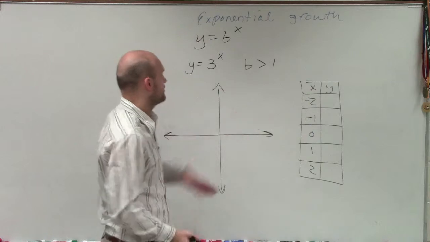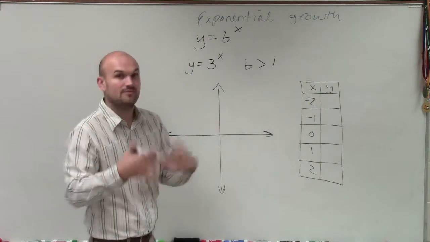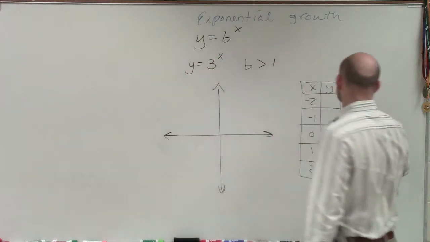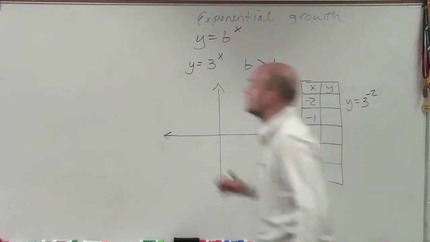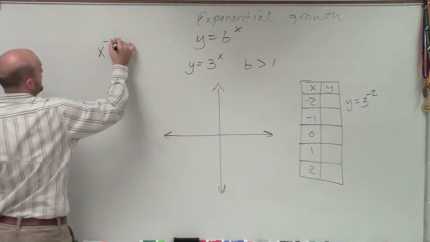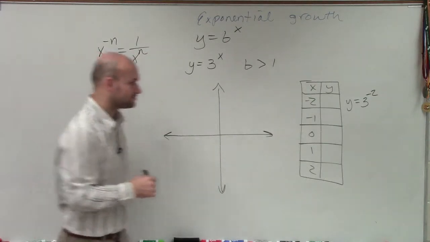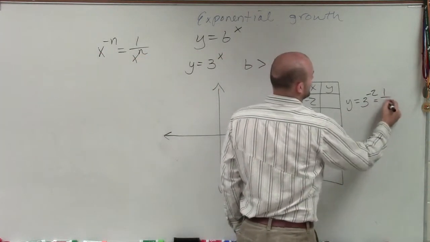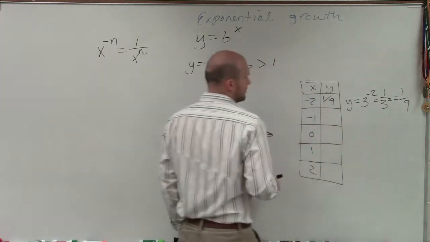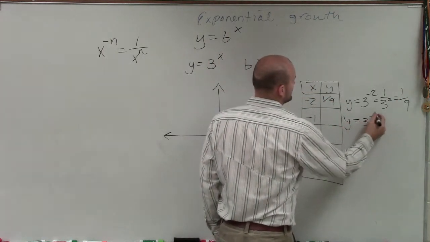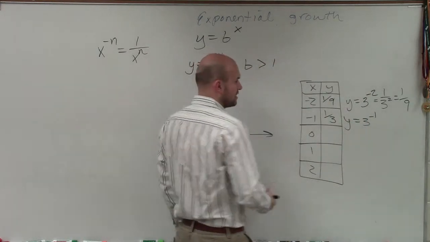So what I'm going to do is plug each one of these values into my equation to find the y coordinate. So x equals -2, so I have y equals 3 raised to the -2. Please remember that x raised to a negative exponent equals 1 over x raised to that exponent. So that's going to equal 1 over 3 squared, which equals 1/9. Here I have y equals 3 to the -1st. That's going to equal 1/3 per the exact same requirements.